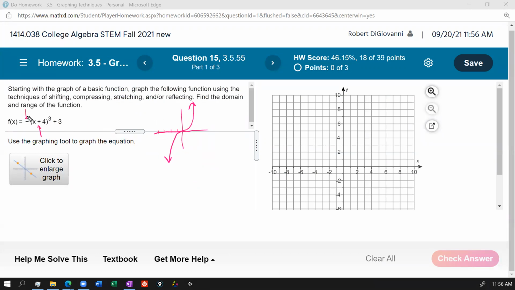We're going to reflect it over the x-axis. So instead of doing this, it's actually going to do that. And then the whole thing moves up 3, 1, 2, 3. So it should look something like that when we're done. But they make this a lot easier with this.